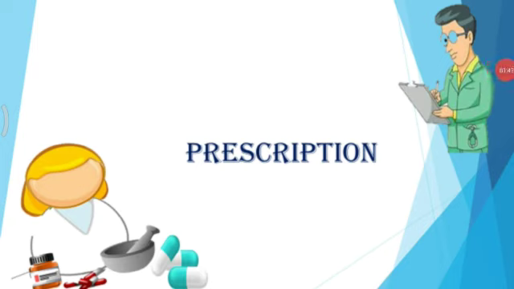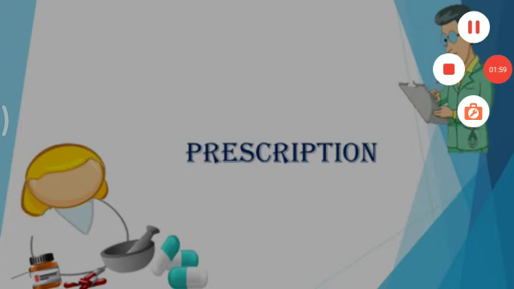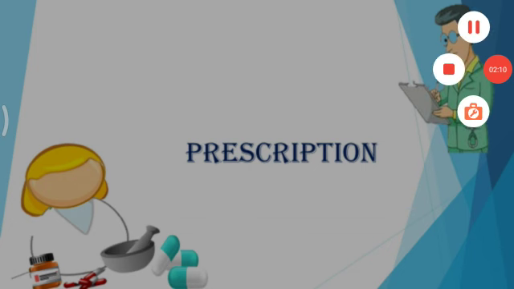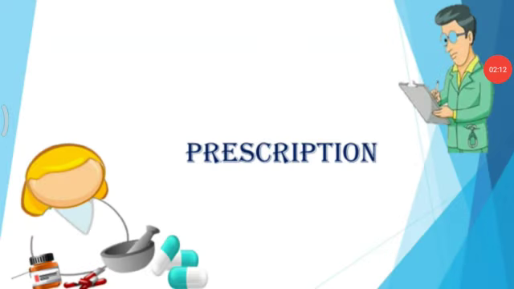Then handling of prescription was also discussed in the last lecture. In handling of prescription, there are 4 steps: first, receiving; second, reading and checking; third, collecting and weighing of the materials; fourth, compounding, labeling and packaging. These are the 4 steps involved in the handling of prescription. These steps we also discussed in detail in the last lecture.